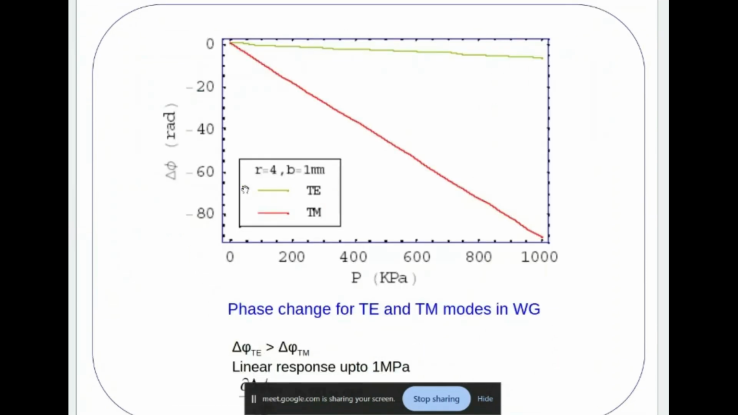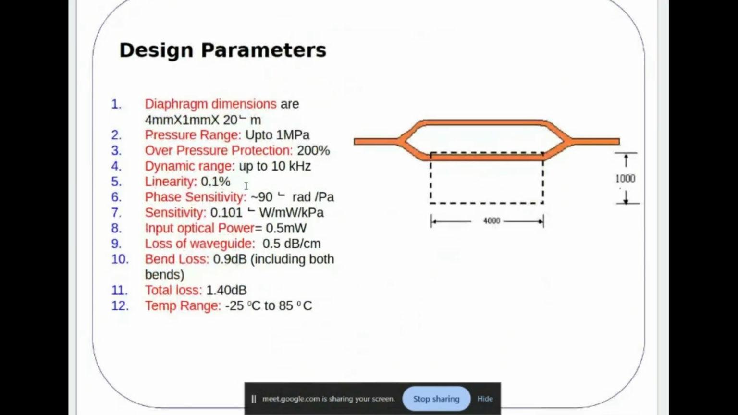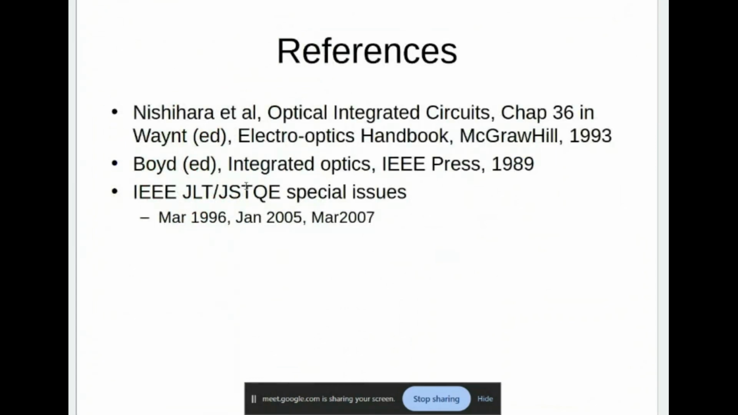So this is the response characteristics for different modes. TE and TM modes are there, and what is the wavelength shift and so on. Typically about 100 microradians is the sensitivity. That's all, I think. For timing, we'll conclude. I've taken slightly close to that time.